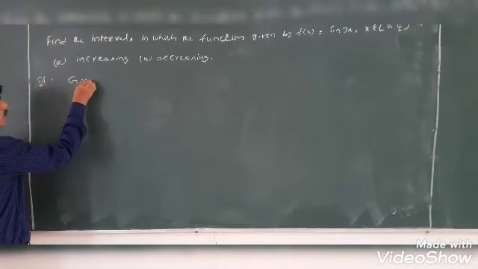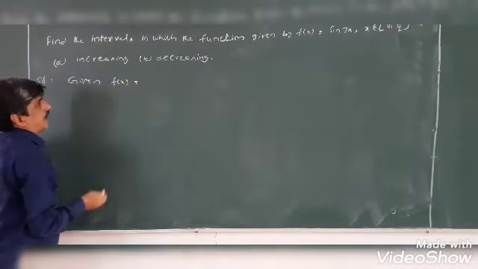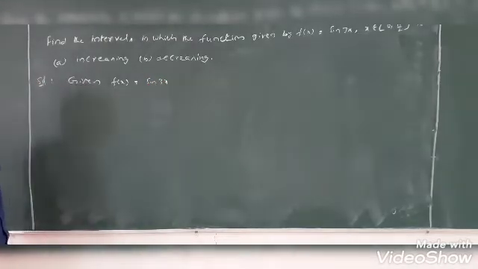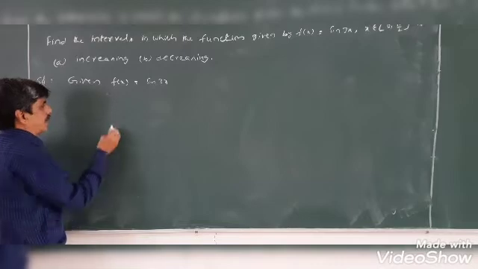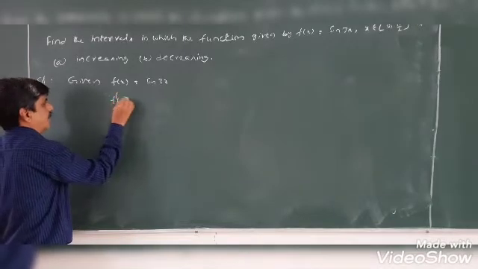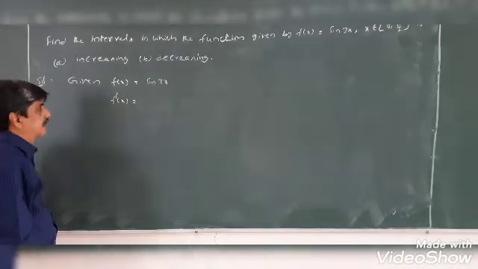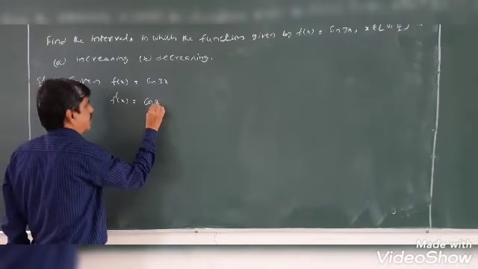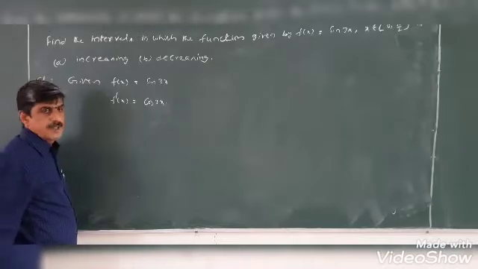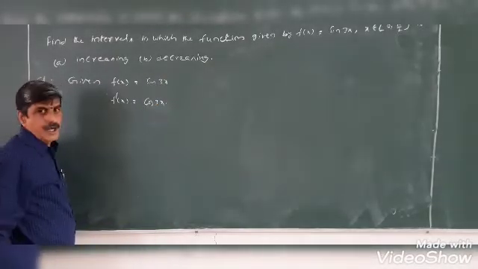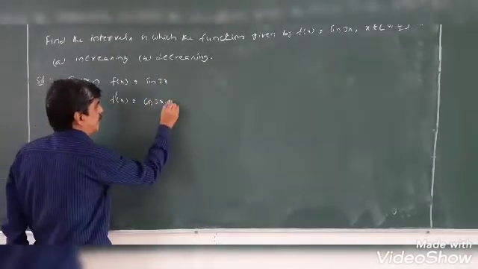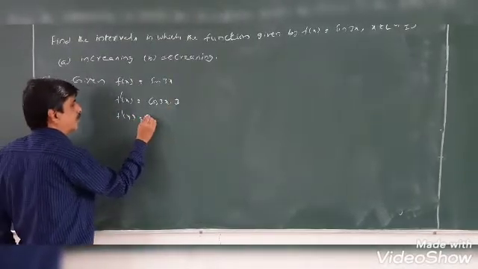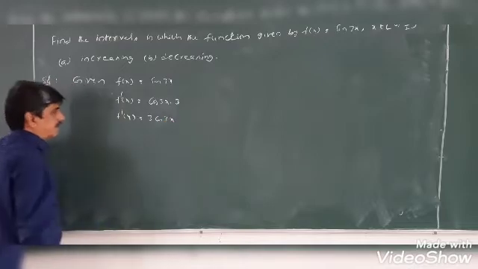Given f of x is equal to sin 3x. Now differentiate with respect to x on both sides. Derivative of f of x, we'll write it as f dash x. The derivative of sin x is cos x, so the derivative of sin 3x is cos 3x, and the derivative of 3x is 3. So f dash x is equal to 3 cos 3x.